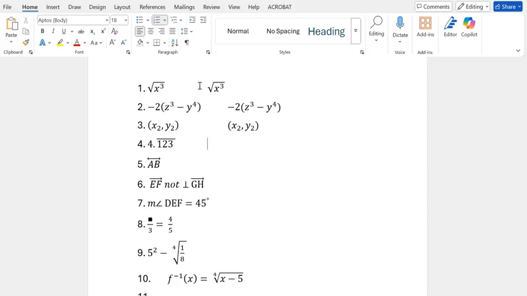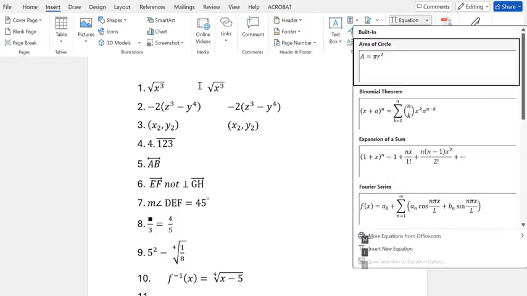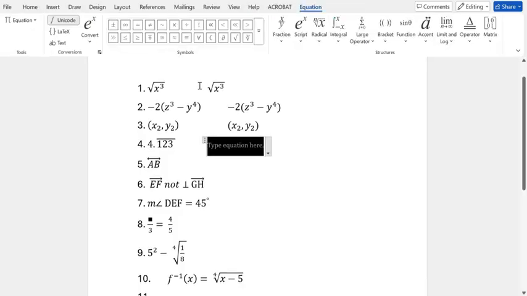So we have that line above 1, 2, and 3. Okay, so we're going to go to insert. Alt N, upper ribbon expanded, equation, insert, new upper ribbon expanded, ribbon insert tab 3 of 12. Then I'm going to type 4.123.